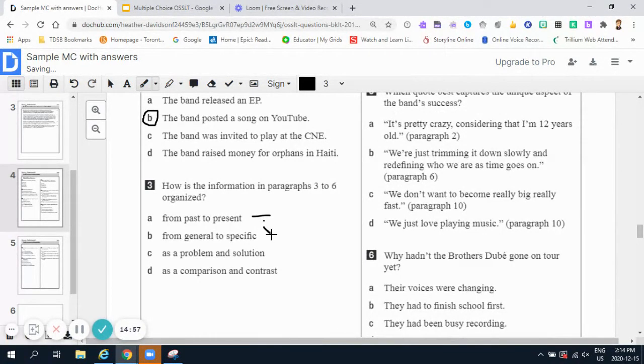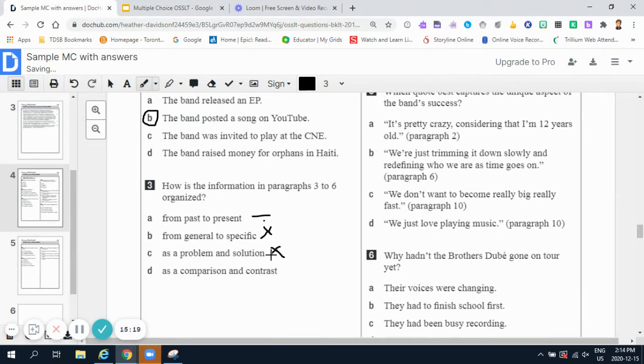As a problem and solution, well, it starts by talking about how they learn to play instruments and they play for their mom and they raise money and they play at the CNE. So if it went as like their mom was really sad and then they played and it made her happy, that might be a problem and solution, but it doesn't really fit this idea of a problem and solution.